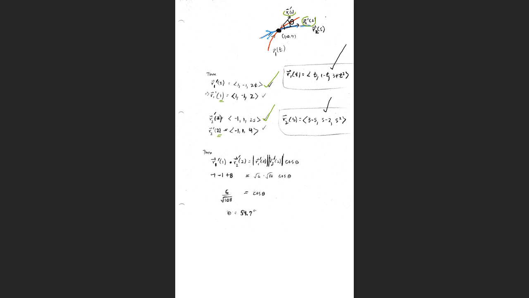So, let me just, so I think the picture is good. I think the picture is pretty good. You see the two tangent vectors, those vectors at the point 1, 0, 4. So now you just use the dot product formula and you'll get theta equals 54.7 degrees.